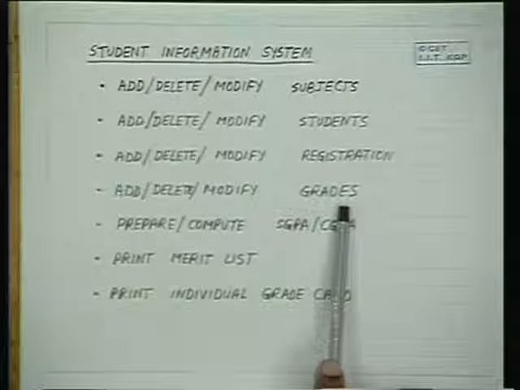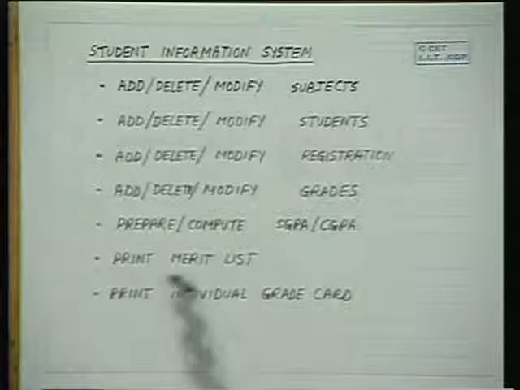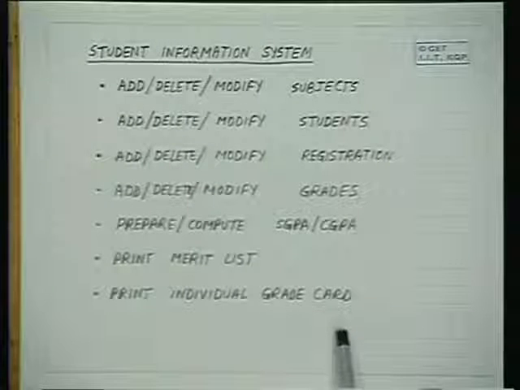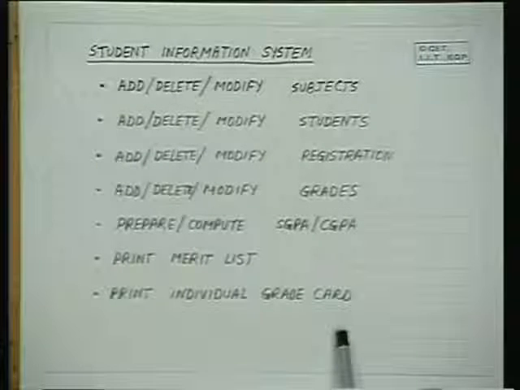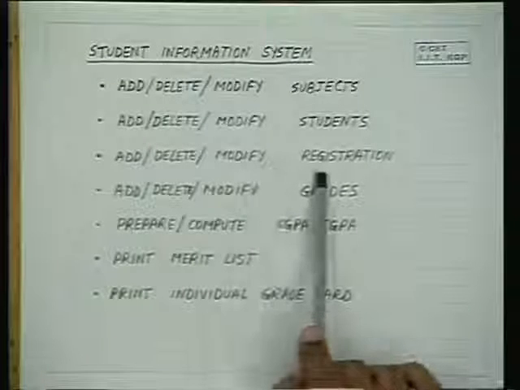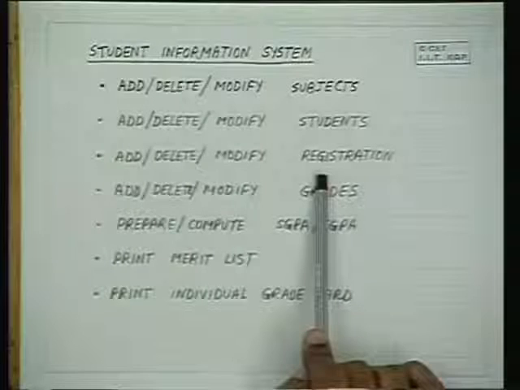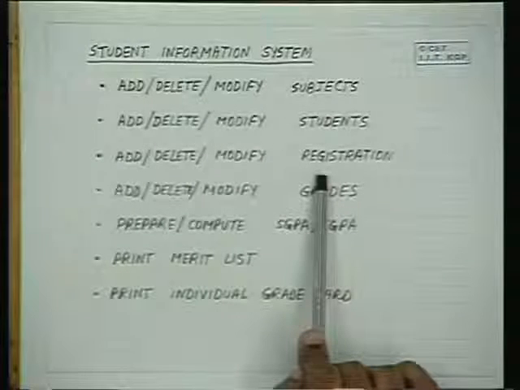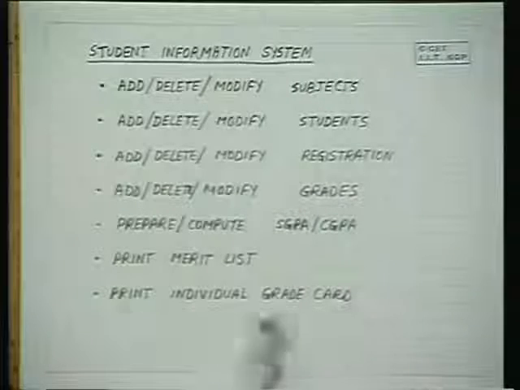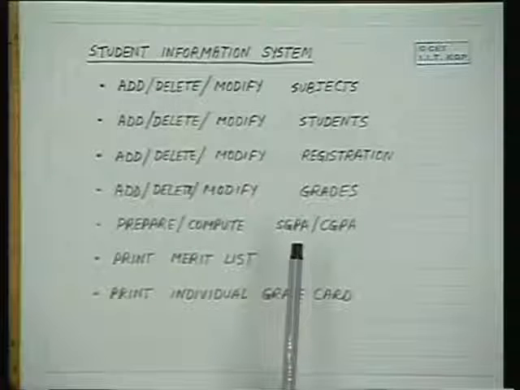grade information, computation information of CGPA, SGPA, merit list preparation, failure list preparation, individual grade card preparation, printing out individual grade cards, and then when you register for a semester, you may have to check whether he is not registering for the same subject twice, that he has cleared, all the rules of the institute must be maintained. So this is another problem which leads to a pure data structuring type of a problem.